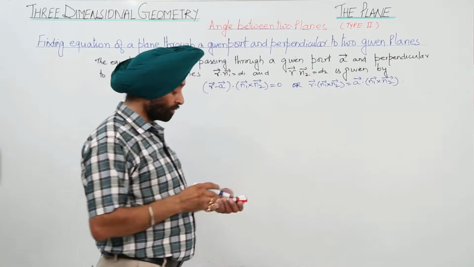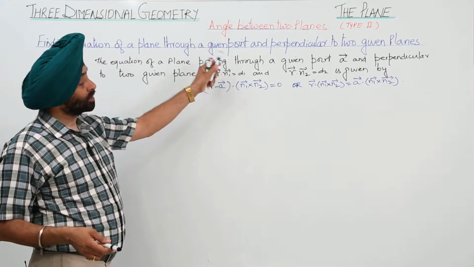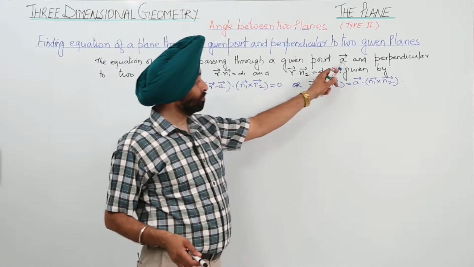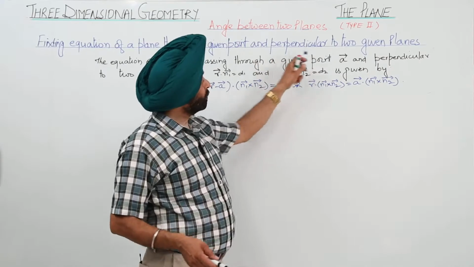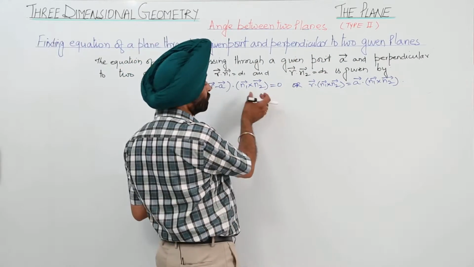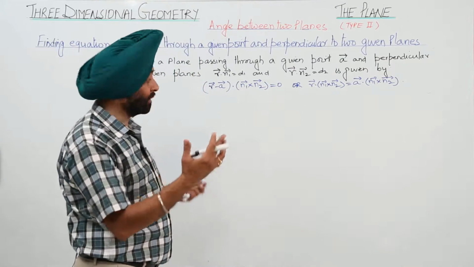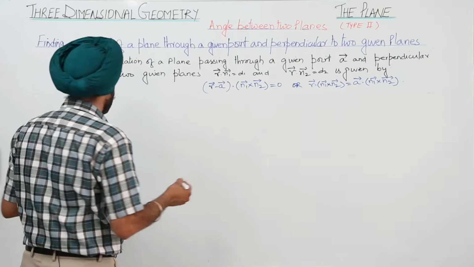So this is the vector form for the equation of a plane passing through a given point, where the given point is vector a, and perpendicular to two given planes. When it is perpendicular to the planes, it means we have to find n1 and n2 in the cross product, n1 cross n2. Now the algorithm approach.